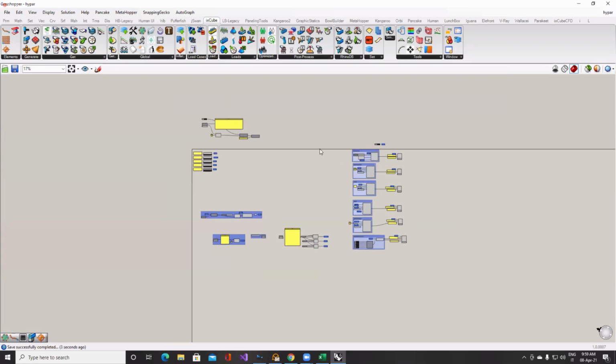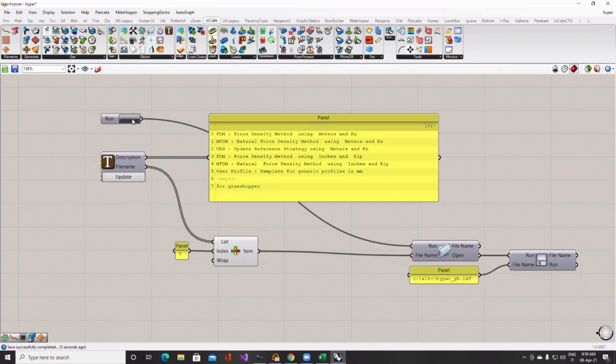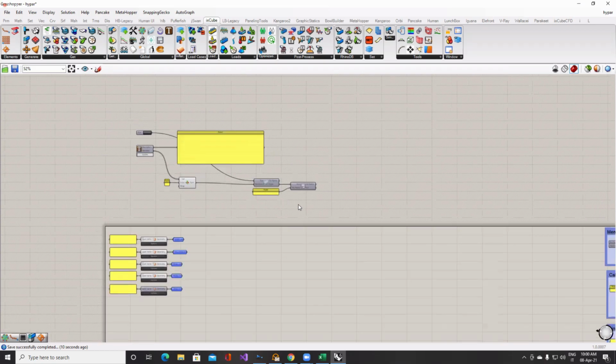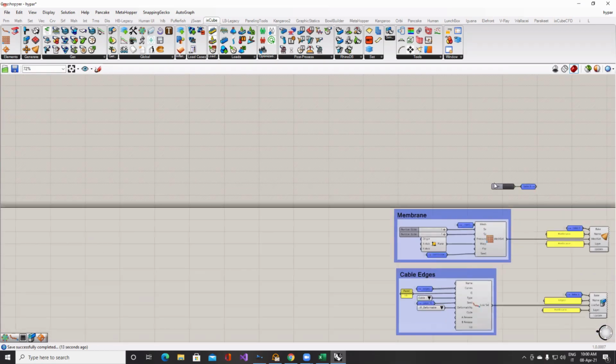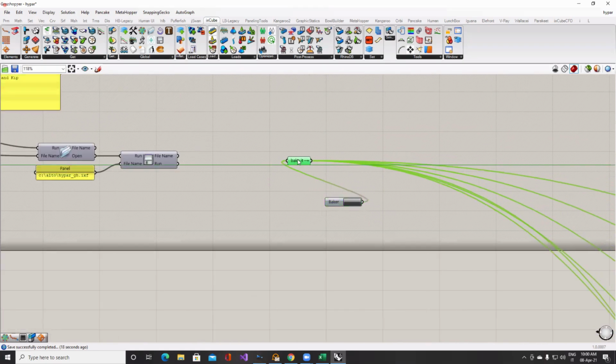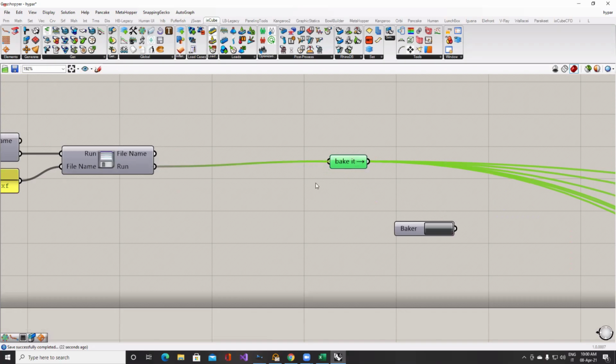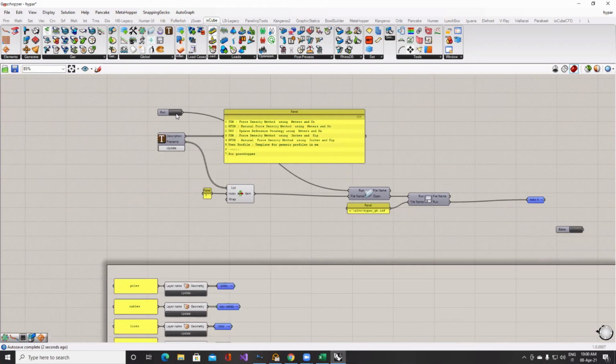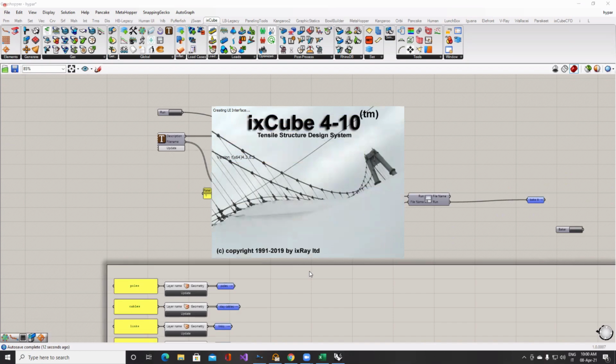Basically, to run the script, we just click on this one here. This one will start. This is my run button, but I can link it to my Bakeit. So when I start from here, what happens? We open the template, we save the name, the file, and then we run the definition. Let's see what happens. So if I have not made a mistake, it's running Xcube here.